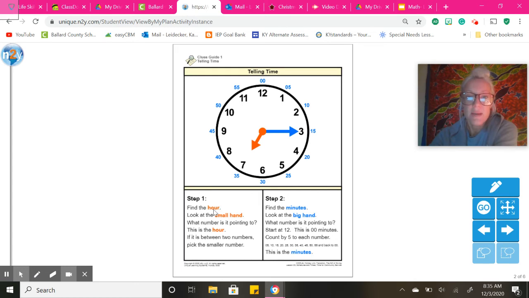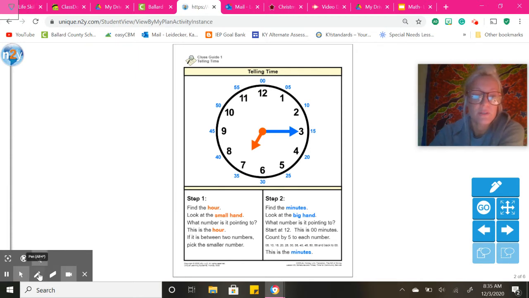Okay, so each step for telling time. So first we have to find the hour and look at the small hand. What number is it pointing to? So it's pointing to the 7. This is the hour, so it is 7 o'clock. What is, if it is between two numbers, so if, hold on.